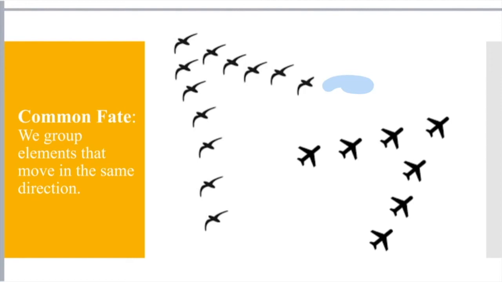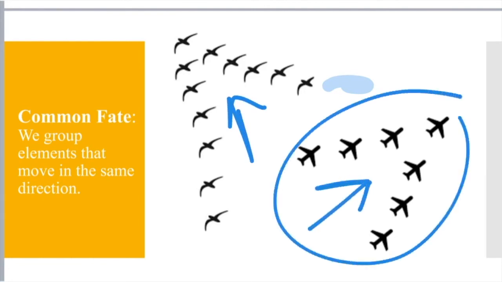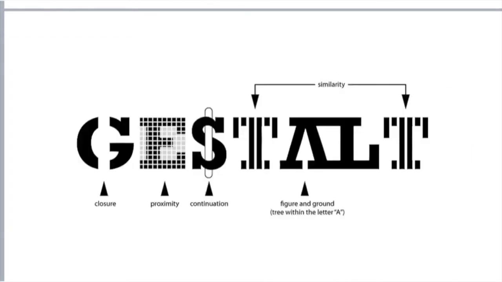The last one here is common fate, and we group elements that are moving in the same direction, right? We have our birds that are flying this way, and therefore they're in a group, and our planes that are flying this way, and therefore they are in a group. That's common fate. Okay. So here's kind of an overview of the Gestalt principles, right?